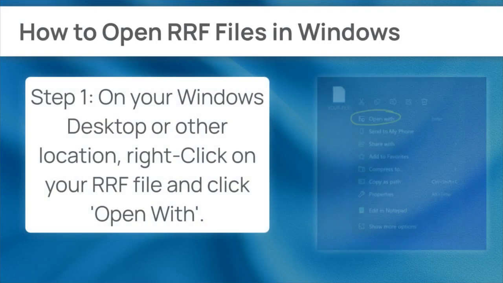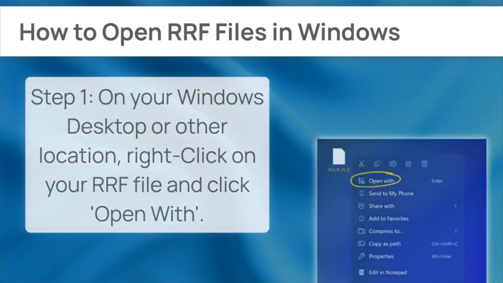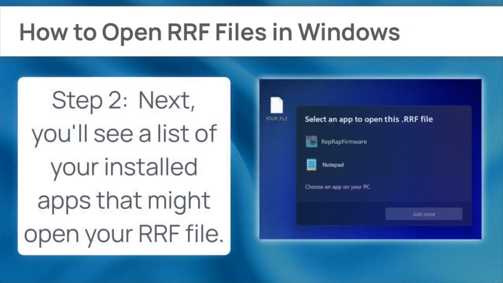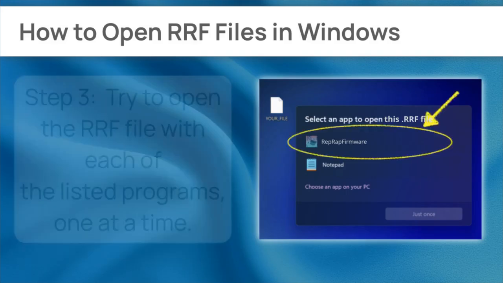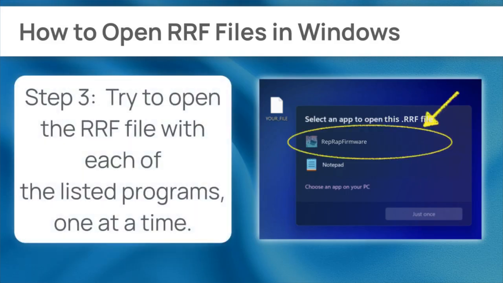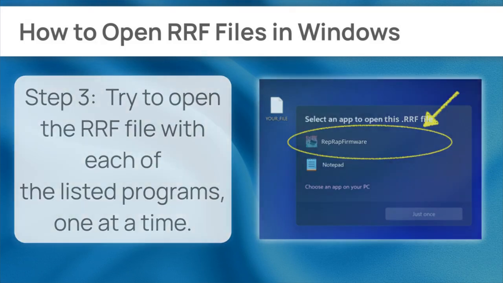The first action is to test the system's defined programs. Right-click the RRF file and click Open With. Test RepRap firmware if present. If it is unavailable, select another program. We need to find the specific library that works.